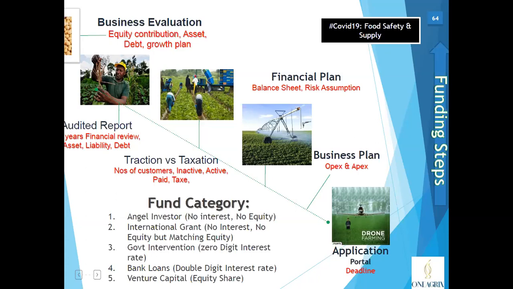Then for government intervention, in different countries we have different government subsidies and interventions. For some of the government interventions, most of them are always zero-digit interest rate. You understand? Some are grants that they give to their SMEs at a zero interest rate. And a business loan from a bank, especially from commercial banks, is always double digits.